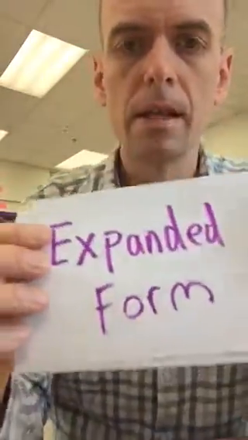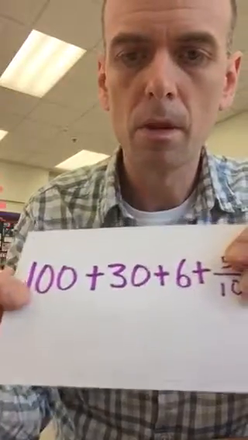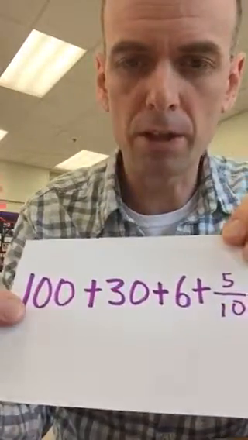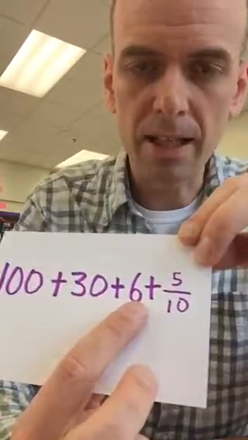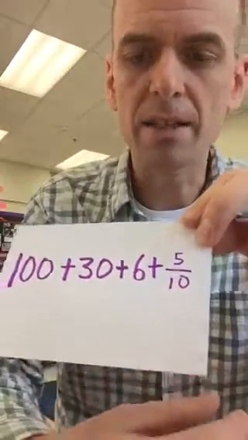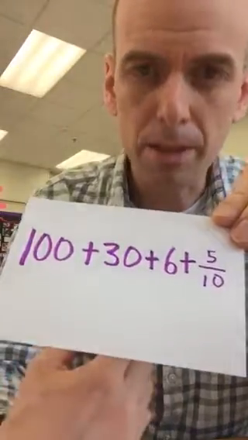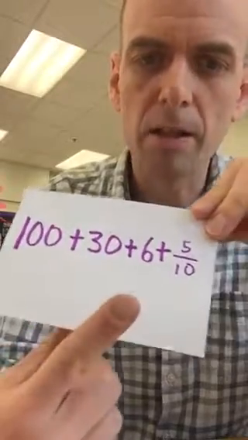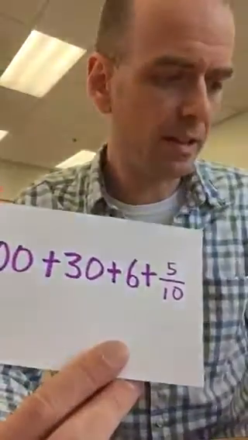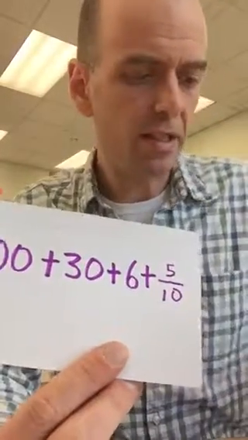Now, if we go to expanded form, it's just by place value. So 100, because there's 1 in the hundreds place, plus 30, 3 in the tens, plus 6, 6 in the ones, plus 5/10. There's 5 in the tenths place. So 100 plus 30 plus 6 plus 5/10 equals, or is the same as, 136.5, which is the number in standard form. So you need to know that to be able to do the activity.